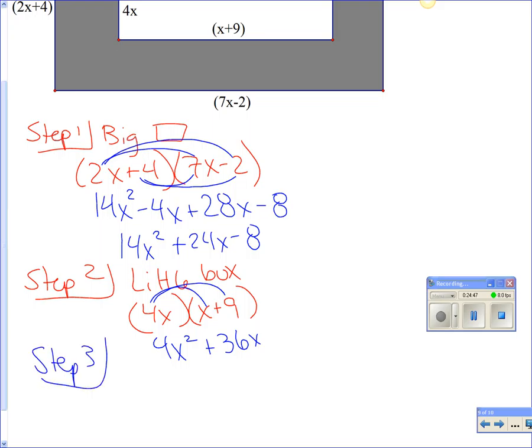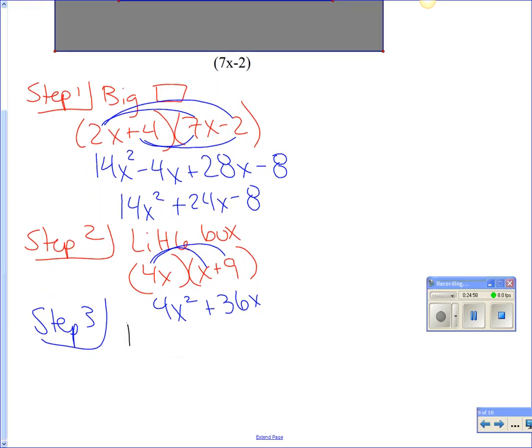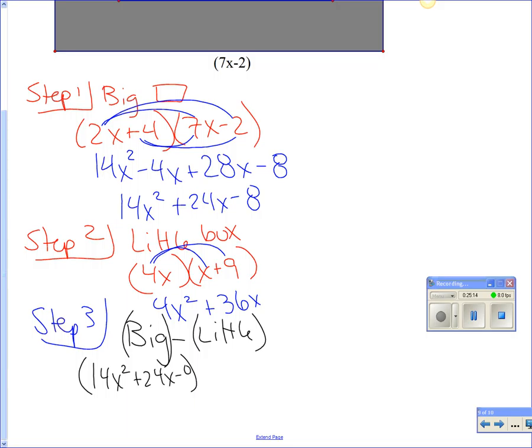Tyler, what's step 3? Which one has to come first? The big box. So big minus little. Okay. All right, Blake, what do we get for the big box? Good. And Andrew, what do we get for the little box? And Stephen, what do we have to do when there's minus in front of parentheses?